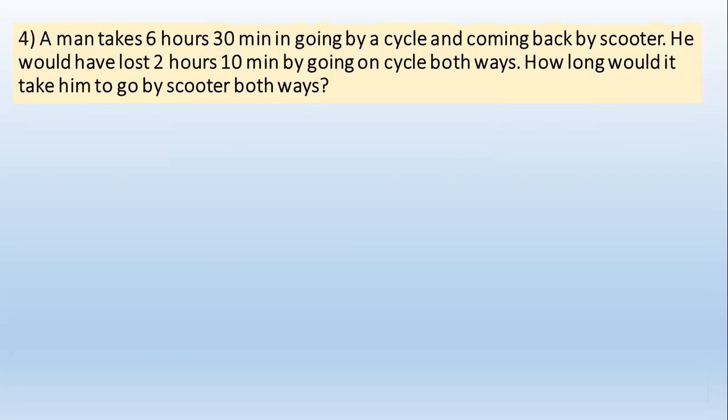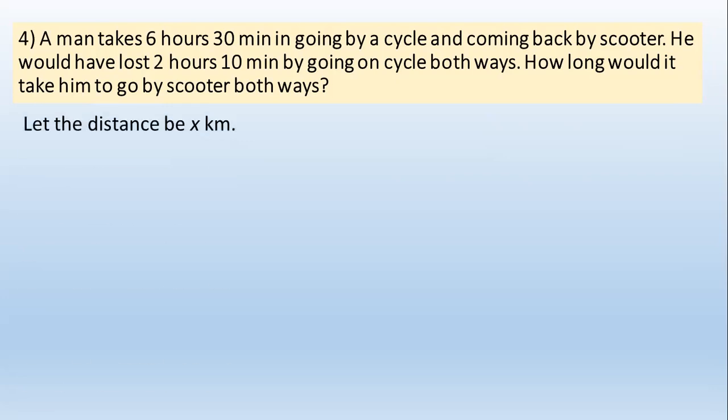A man takes 6 hours 30 minutes in going by the cycle and coming back by the scooter. Here, two different speeds are involved. One is of the cycle and one is of the scooter. So he takes 6 hours and 30 minutes in going by the cycle and coming back by the scooter. He would have lost 2 hours and 10 minutes by going on cycle both the ways. How long would it take him to go by the scooter both the ways?